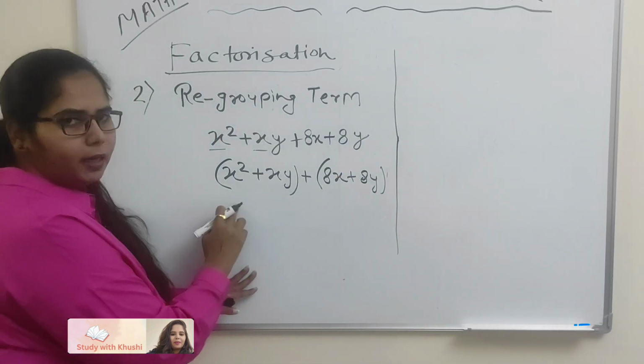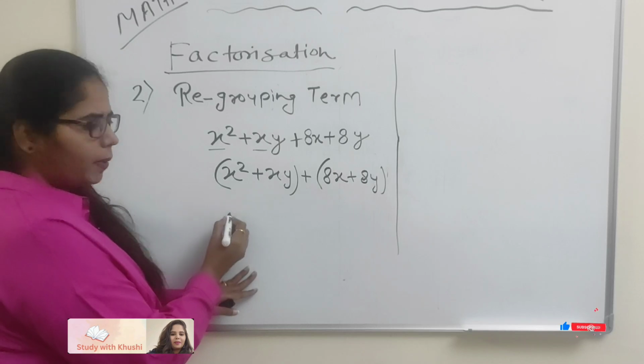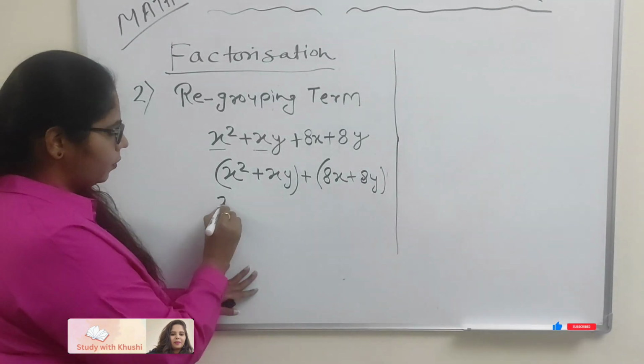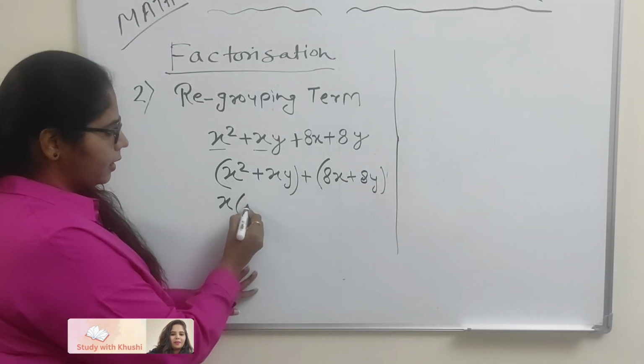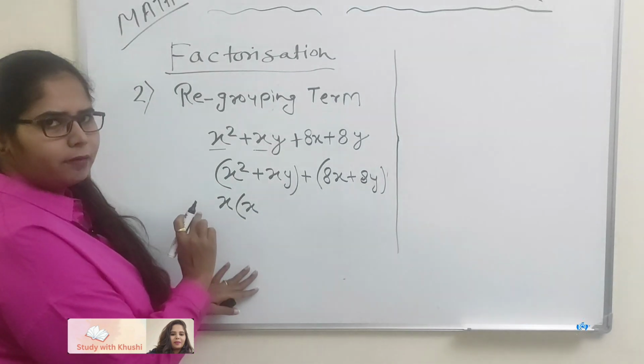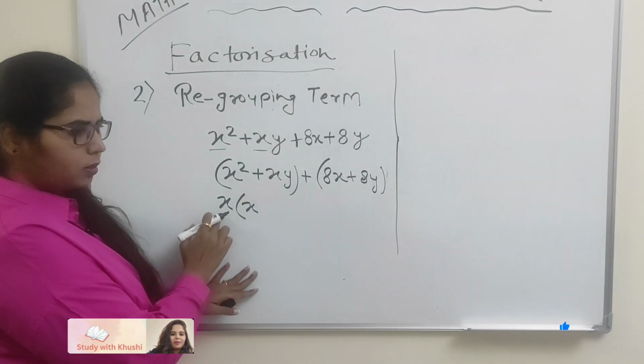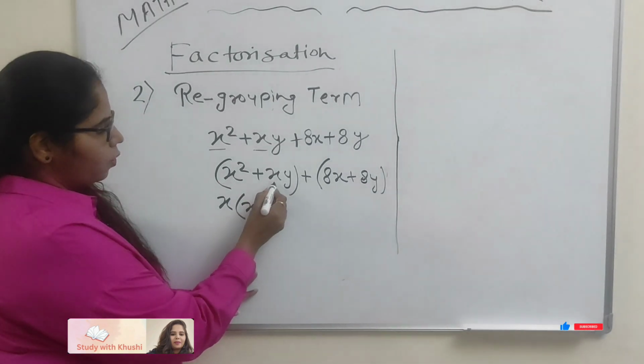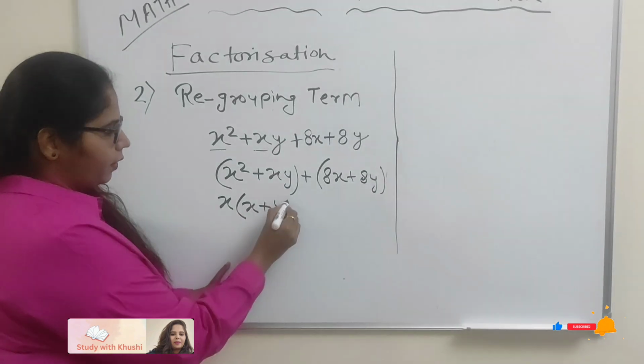Okay, now check what is common between x square plus xy. See, x is common here, which comes outside. What is left? One x is left inside and y is left, because x has already come outside.